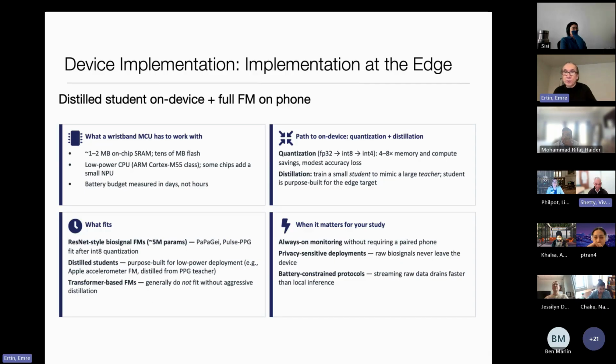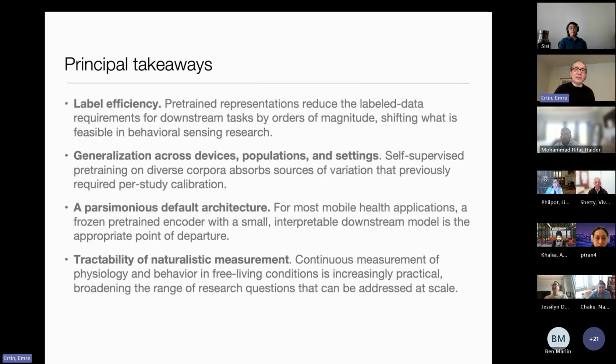And of course, if we could do it, what would be the benefits? We will be always on monitoring. We don't need to have our phone with us. Our devices will be always on our wrist. They will be always monitoring, always computing, always finding the representation and figuring out the various biomarkers. And this would be helpful for privacy-sensitive deployments where we don't want to store the data on the phone, and so that we just provide the inferences itself. And it might help also with our battery management.